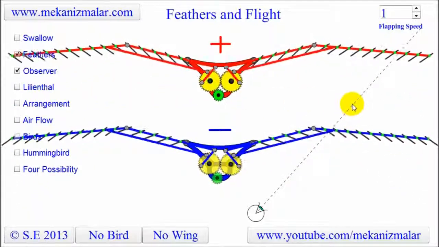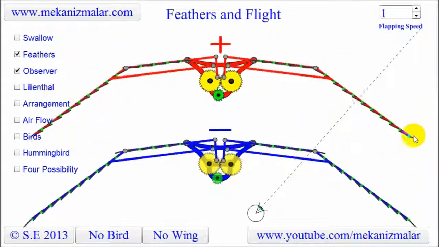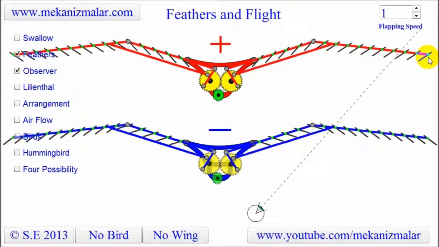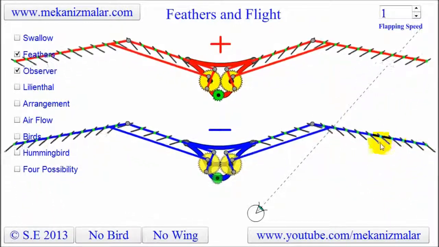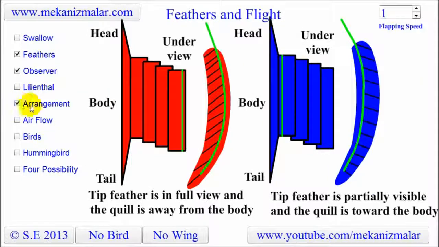The first difference is that the shaft of the feather, represented by green circles, is always away from the bird's body for the living redbird, and the opposite for the fictitious bluebird. The second difference is that the tip flight feather of the redbird is always fully visible if we look under the bird, and the other feathers always overlap one another. For the bluebird, the feather closest to the bird's body is fully visible, and the rest is overlapped.